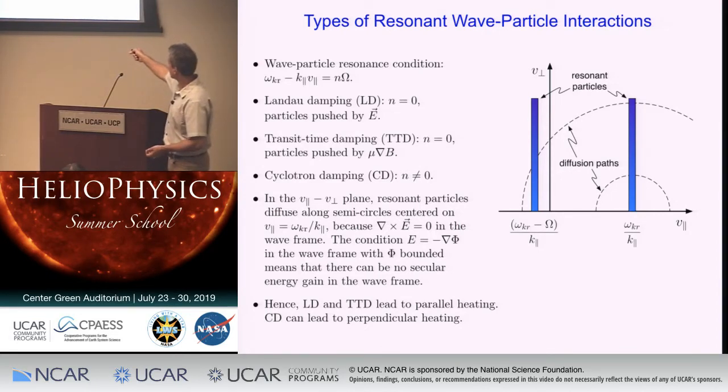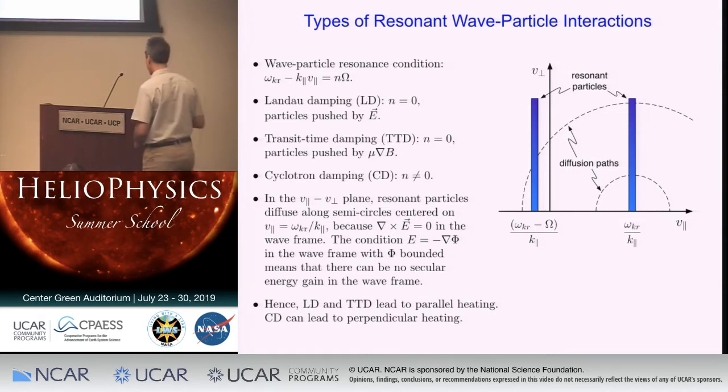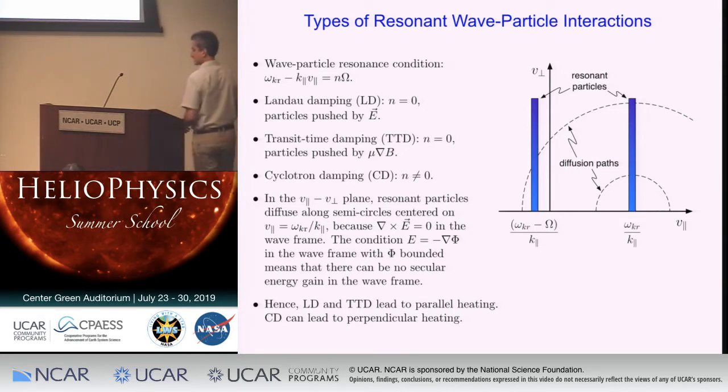In contrast, if we consider the n equal 1 cyclotron resonance, particles with v parallel equal to this over on the left-hand side can resonate with the wave. They will diffuse along this semicircular contour. They could gain perpendicular energy from diffusing in velocity space. So in fact, often you will hear it stated that cyclotron damping leads to perpendicular heating.